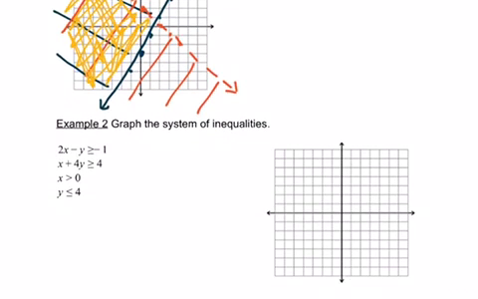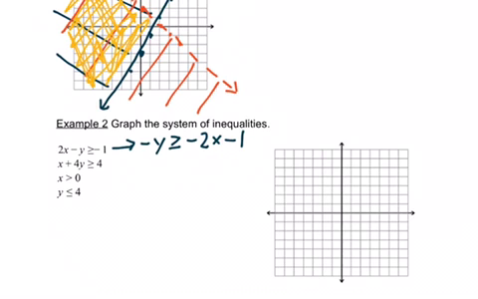Let's try another. Let's add on a couple more inequalities and do a little bit more work. If you want to get some colored pencils out, I always recommend my students do that to keep these different lines straight or separate. I have to do some work with this first inequality. I have to move the 2x over, which will give me negative y is greater than or equal to negative 2x minus 1.